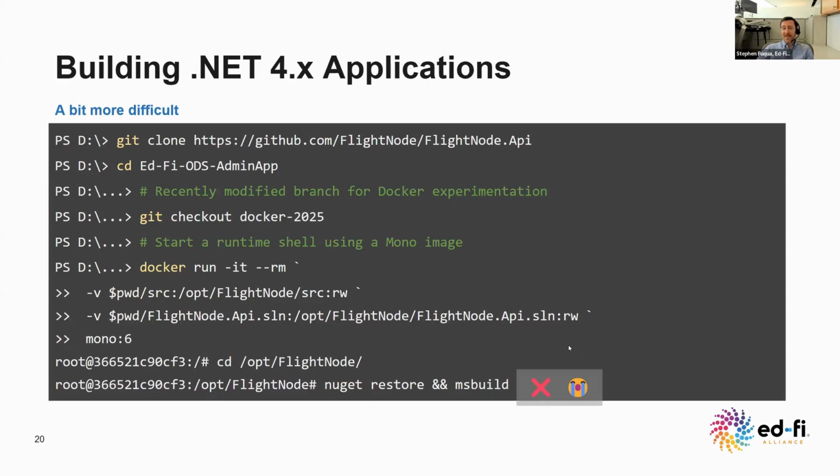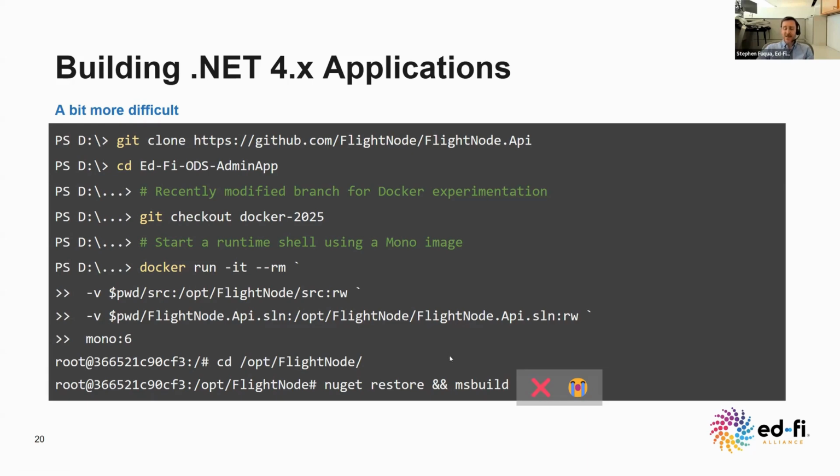You can also, to some extent, build .NET 4 applications. For that, you're going to want to run Mono. For those who aren't familiar with Mono, it was a project many years ago to recreate .NET in a Linux environment. Microsoft ended up buying them, and the code for Mono significantly contributed to the development of .NET Core. So this is a very solid code base. You can run NuGet restore, you can run MSBuild.